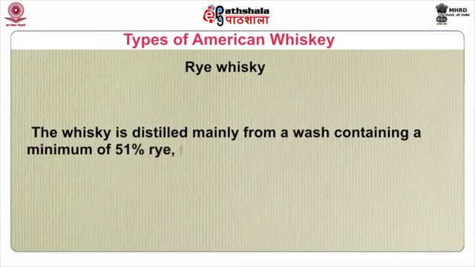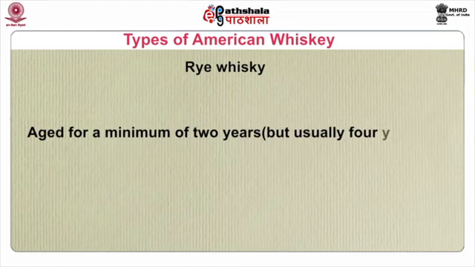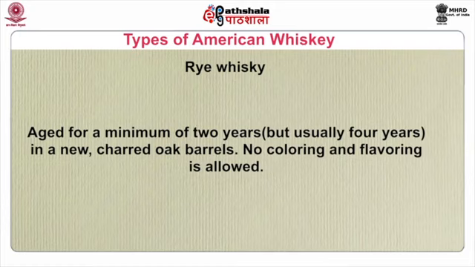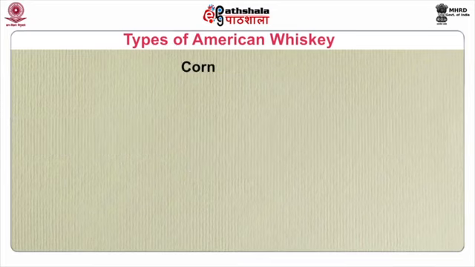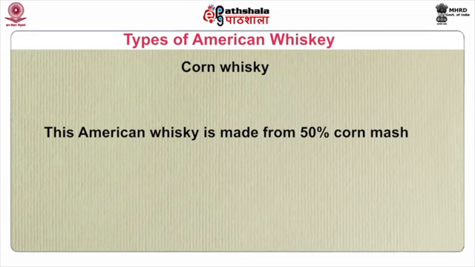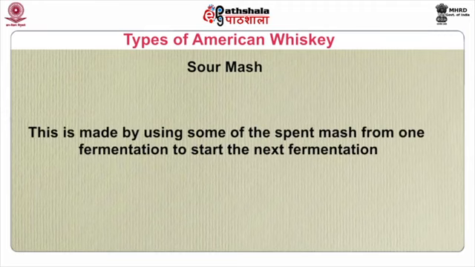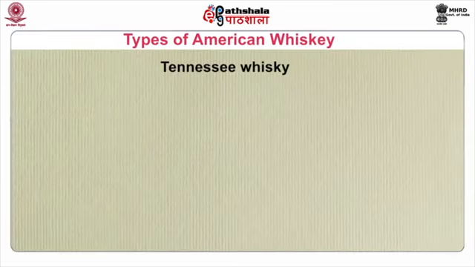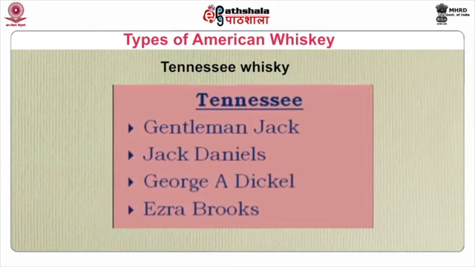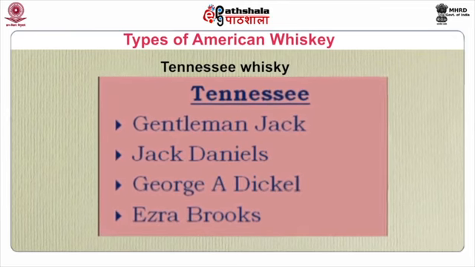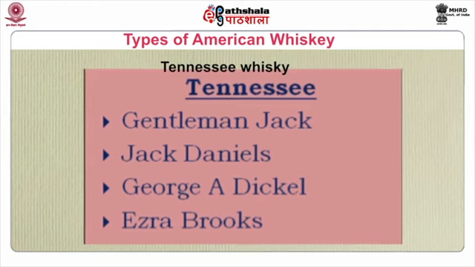Second is rye whiskey. This whiskey is distilled mainly from a wash containing a minimum of 51% rye, distilled in a continuous still and aged for a minimum of 2 years in new charred oak barrels. No coloring and flavoring is allowed. Third, corn whiskey. This American whiskey is made from at least 80% corn mash. Fourth, sour mash. This is made by using some of the spent mash from the previous fermentation to start the next fermentation. This will continue the flavor and style. Maker's Mark is an example of sour mash whiskey. The fifth, Tennessee whiskey. This is a sour mash whiskey which is charcoal filtered before being matured in barrels. Most American whiskeys are matured in charred oak barrels, which gives a distinct flavor to the whiskeys.